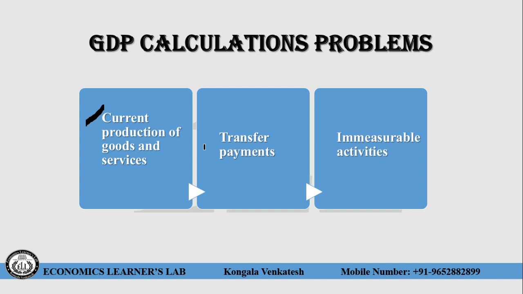But transfer payments are a very difficult question. Theoretically, transfer payments should be excluded from the GDP, but it is very difficult to show whether transfer payments are excluded or included. And the third problem is immeasurable activities.